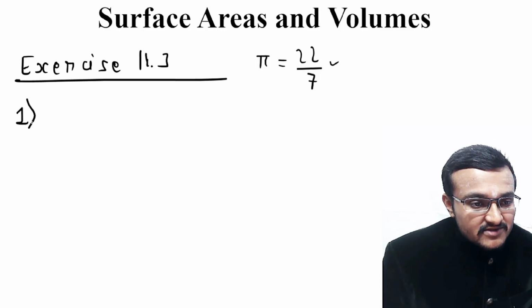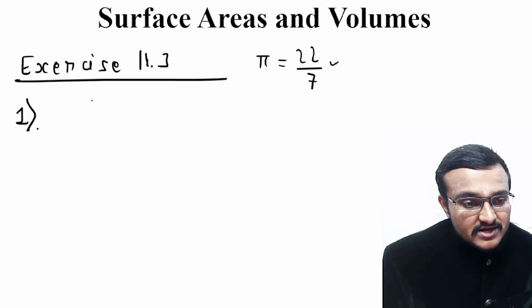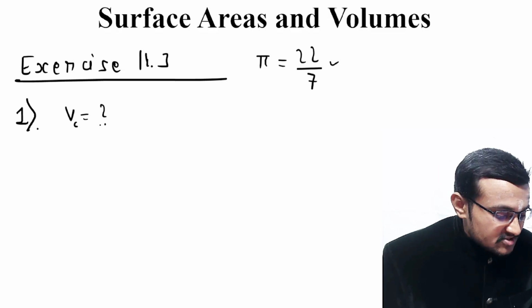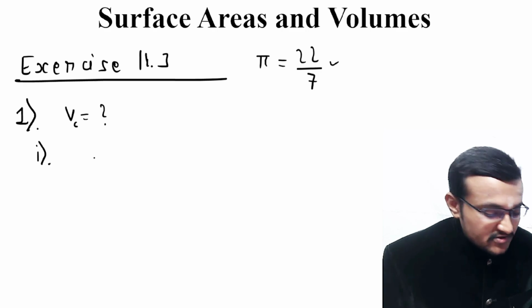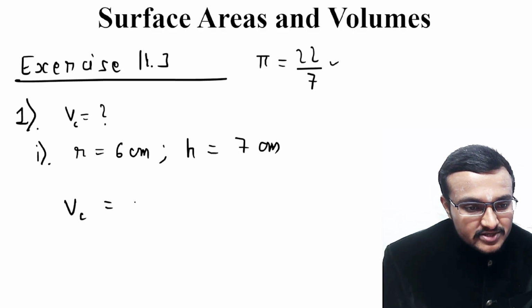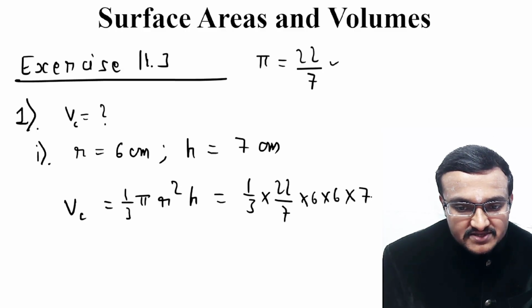So now coming into the first question in this exercise, here you have to find out volume of a right circular cone. In the first question, the first cone has radius given as 6 centimeter and height given as 7 centimeter. So now volume of this cone is equal to 1 by 3 pi r square h, which is equal to 1 by 3 into 22 by 7 into r is 6 into 6 into h is 7.